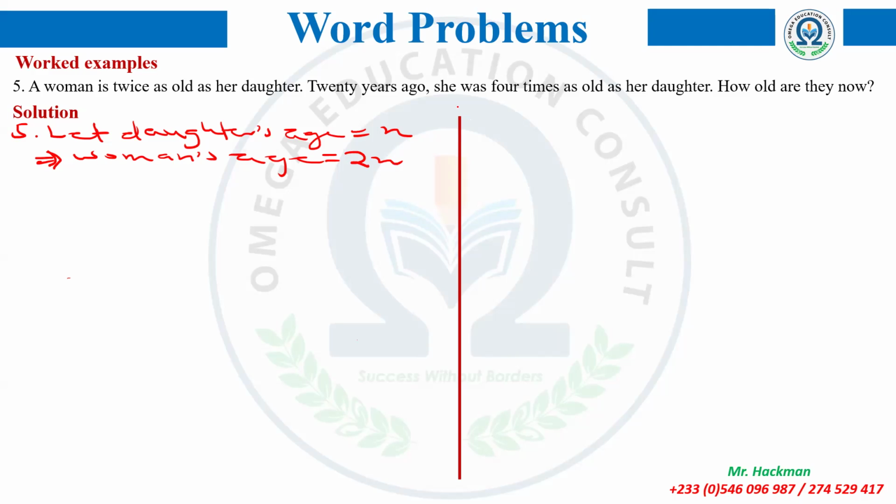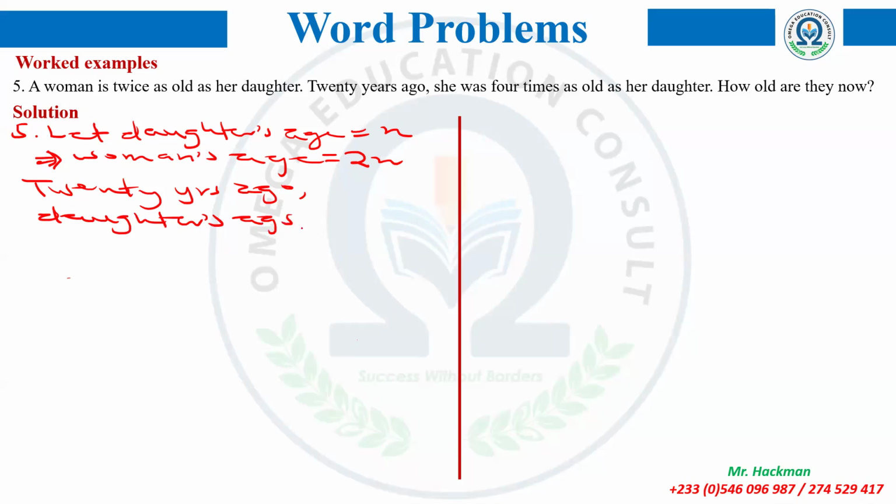So you can see that if I'm talking about future age or past age, usually I will come and write it in. In this case, I have 20 years ago, so I'll come and write 20 years ago. Now the relationship that I'm going to write here will be in terms of their ages 20 years ago. These are the present ages. 20 years ago, what was the daughter's age?